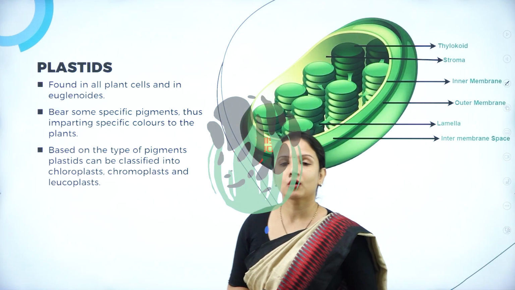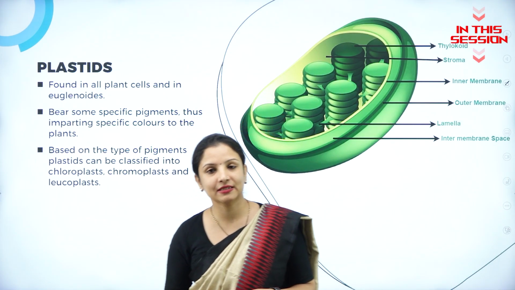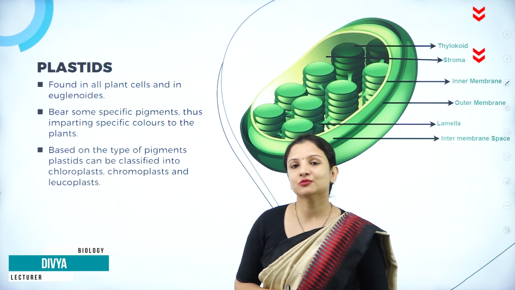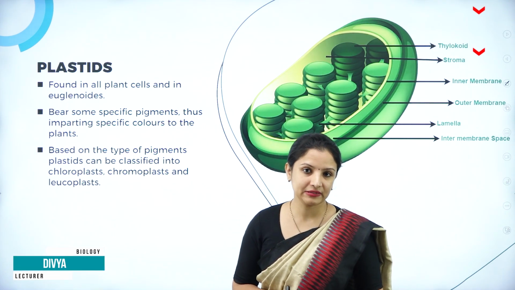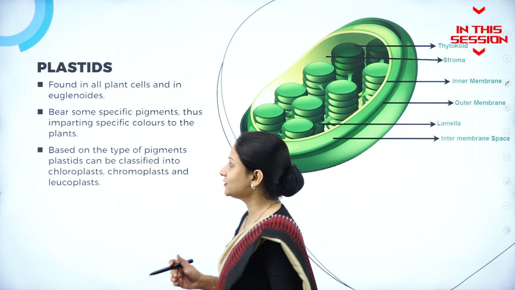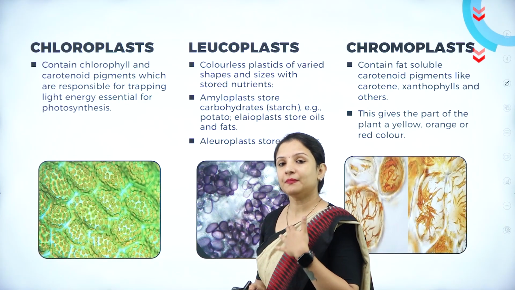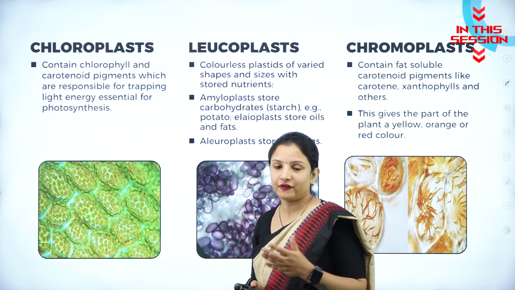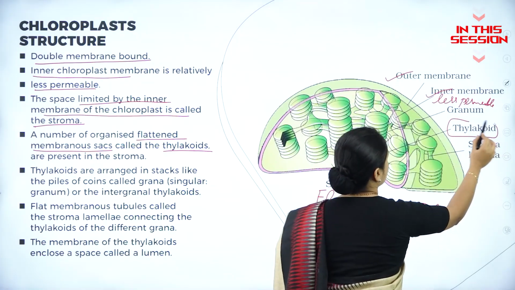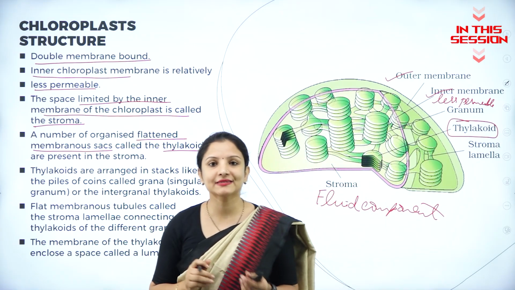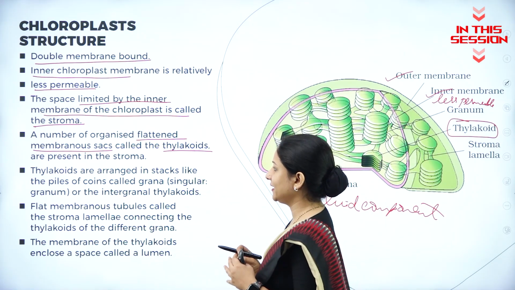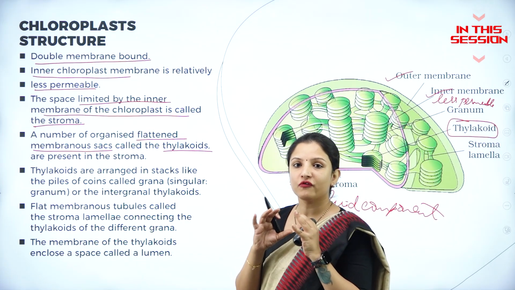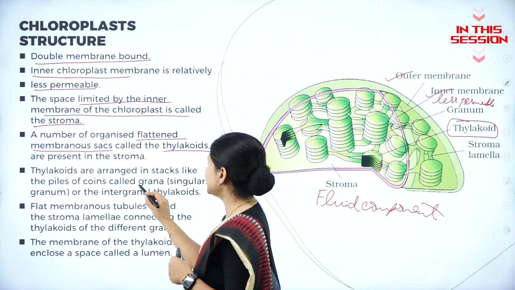Plastids are found in almost all the plant cells as well as in euglenoids because they are the ones which contain the chlorophyll pigments that are necessary for photosynthesis. Chloroplast is a plastid that contains a green color pigment or chlorophyll pigment. What are the thylakoids? They are flattened membranous sac-like structures, and each stack of them is arranged in the form of a pile, and that pile is called grana.